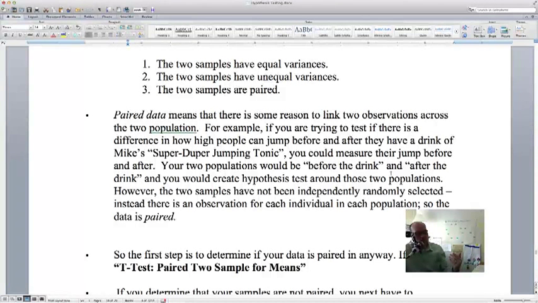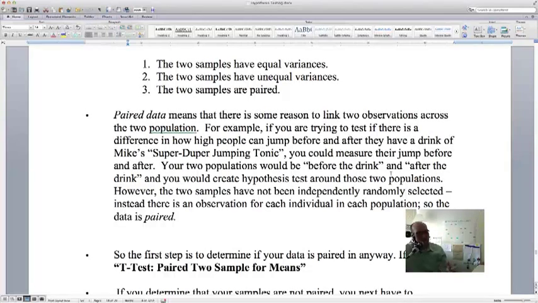So, like, I find my friend Joe and say, hey, Joe, jump, right? And I measure how he jumped, and I say, here, drink my super-duper jumping tonic. Okay, now jump again. And there he is. So Joe is in both of my populations, and so I have to account for the case that he's still Joe, right? And so he is related to himself. He is correlated to himself before and after. So this is what's called paired data.